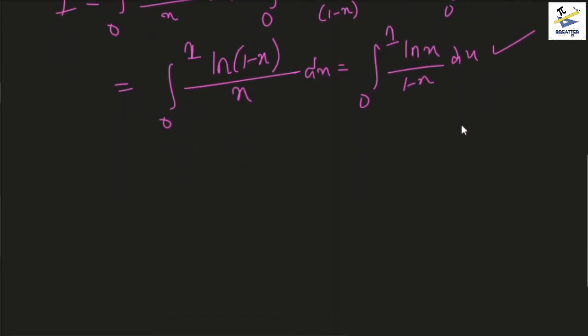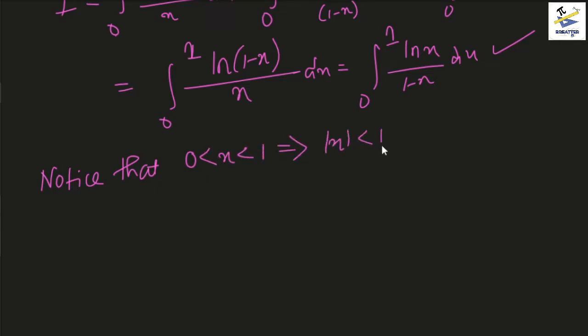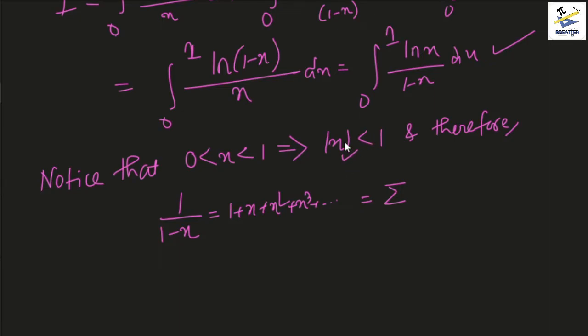Now notice that 0 less than x less than 1 also implies mod x less than 1. And therefore 1 by 1 minus x is equal to 1 plus x plus x square plus x cube and all the way up to infinity, which is the geometric series, which is only valid when mod x is less than 1, and in this integration region 0 to 1, it directly implies that mod x is less than 1 is also true. So this can be written as the sum from n equals 0 to infinity of x to the power n.